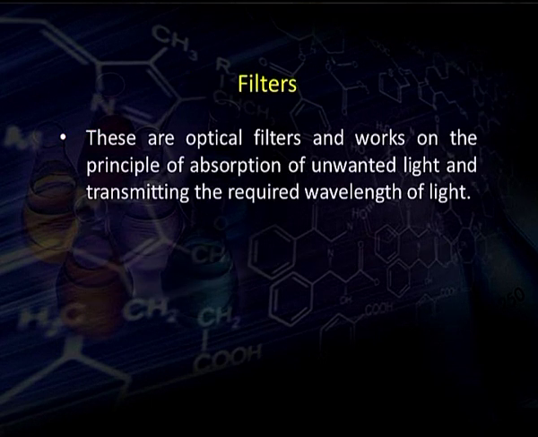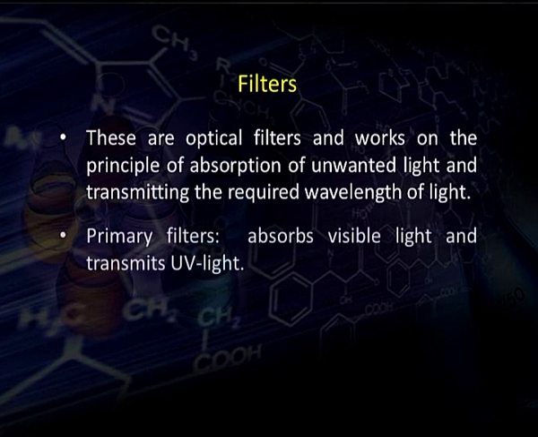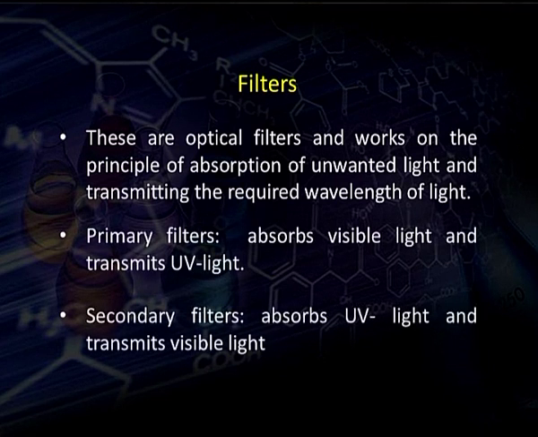Coming on to the filters. These are optical filters and work on the principle of absorption of unwanted light and transmitting the required wavelength of the light. We have two types of filters, primary filters and secondary filters. Primary filters are the ones which absorb visible light and transmit the ultraviolet light, while the secondary filters are those which absorb ultraviolet light and transmit the visible light.